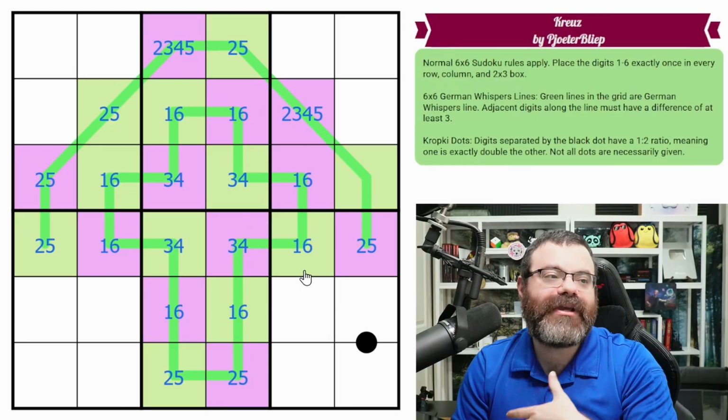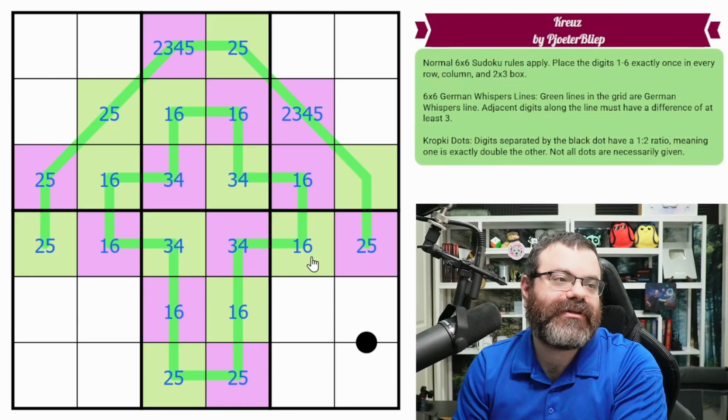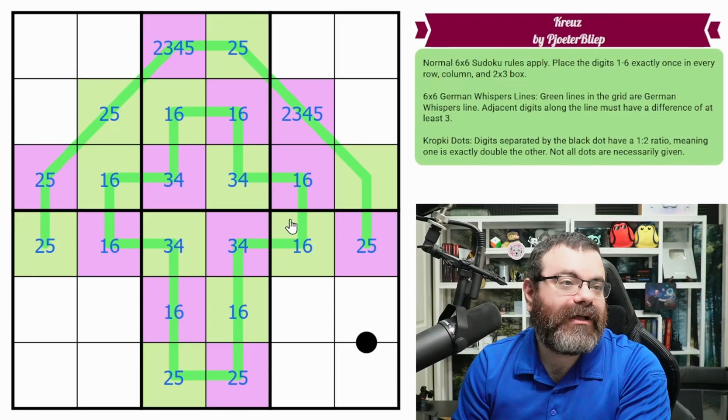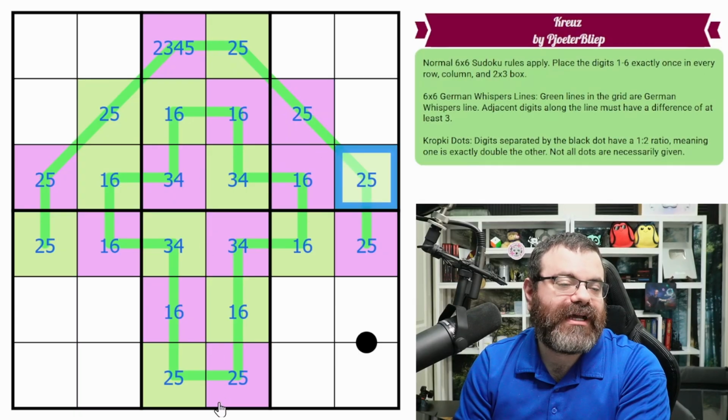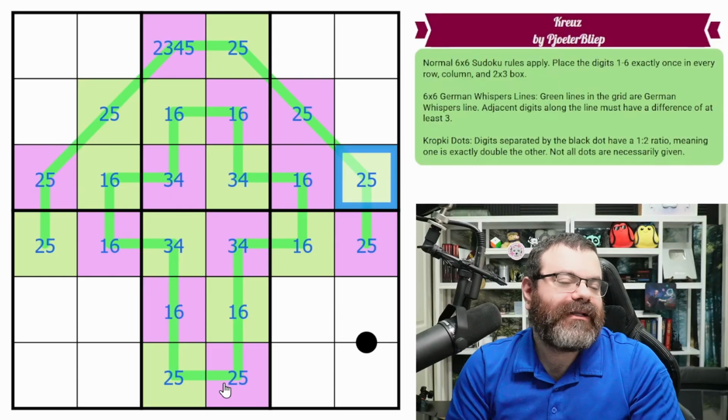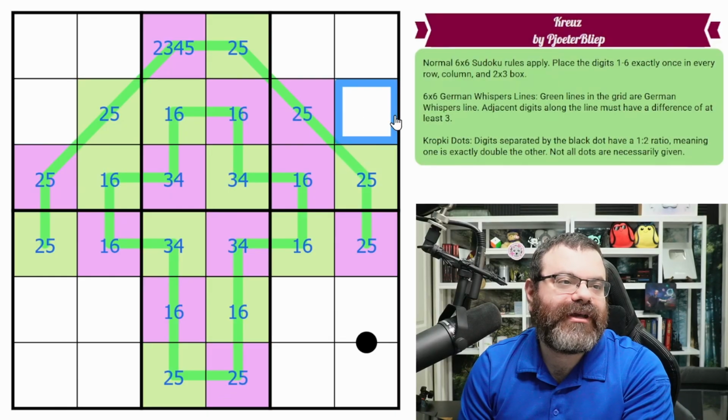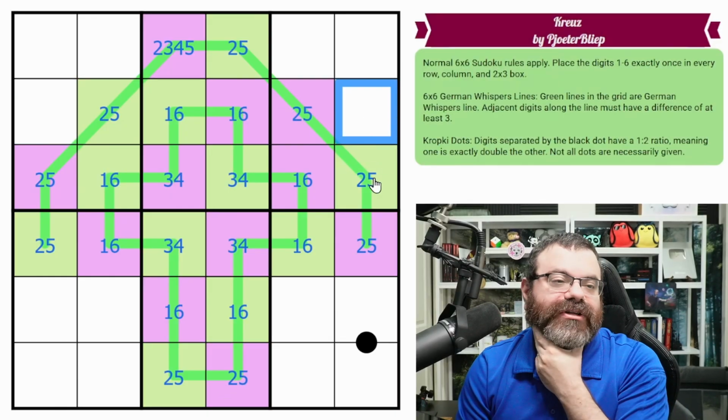If we find a deduction in green, we should be able to find the exact same deduction in purple, and vice versa. So this isn't 3 4, right? It's 2 5, and then this is 2 5. In fact, you could split the whole puzzle down the middle and reflect it, and if you get a digit over here, you're going to get the equivalent digit over here in the other color.